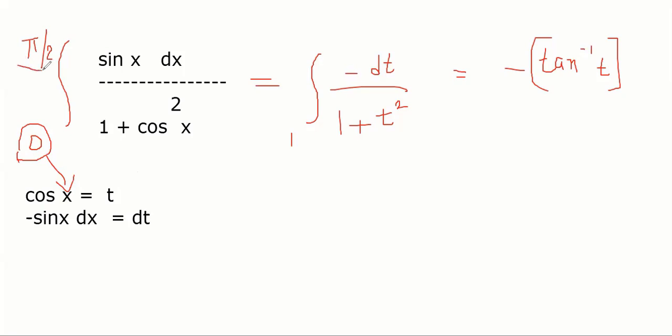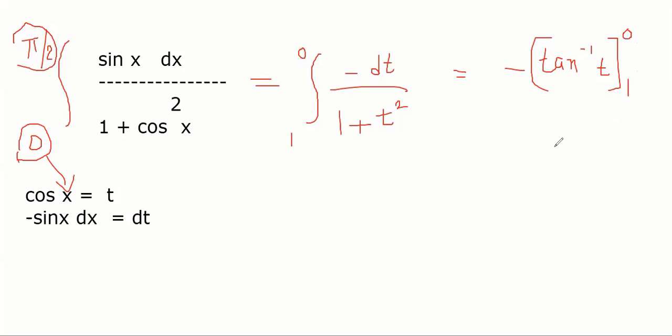Now let's apply the upper limit, Nishtha. Cos of pi by 2, how much is it? Cos of 90, how much is it? Cos 90 is 0. So our limit 0 to pi by 2 changes to 1 to 0. Here this can be changed to 0 to 1. We can do that also.